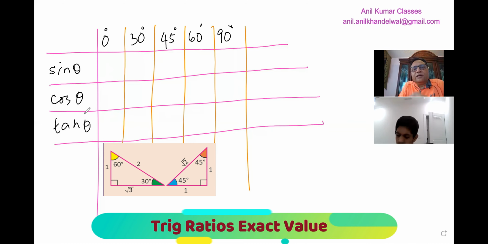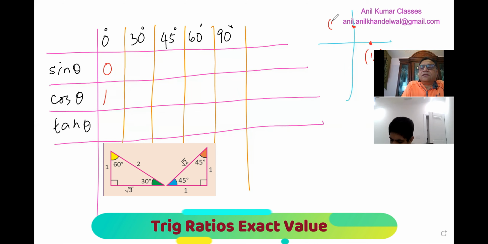0 and 90 are very easy to get from the coordinate points, right? Because for 0 degrees, my coordinate point is 1, 0. That means for 0, sine is 0 and cos is 1, right? For 90 degrees, my coordinate point is 0, 1. That means the y value is 1 and the x value is 0. It is cosine, correct?